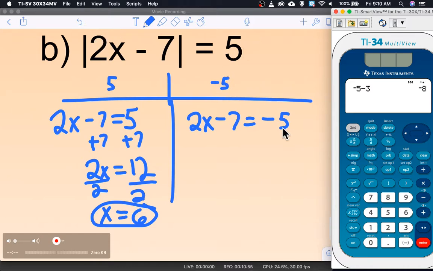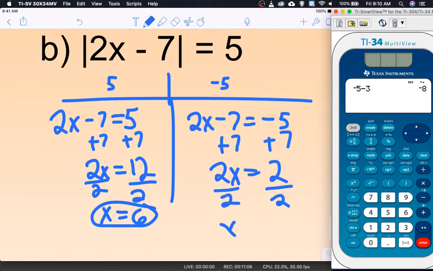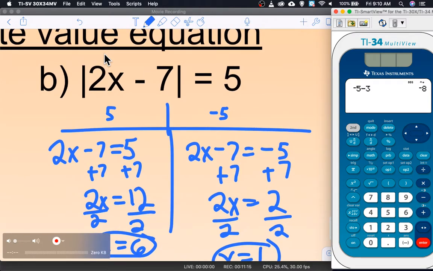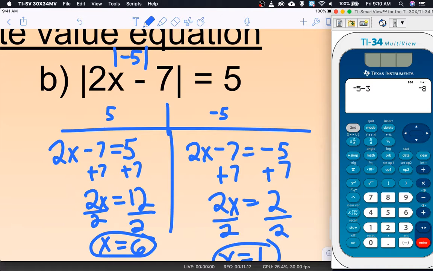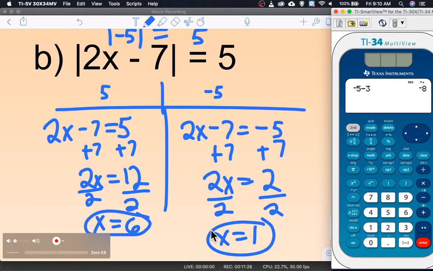When I do that with negative 5, I'm going to get my other answer. So add 7, 2x equals 2, divide by 2, divide by 2, x equals 1. So if I plugged in a 1 for x, this will be negative 5, and the absolute value of negative 5 is 5, and the equation works out. So we have two separate answers, positive 6 and positive 1.